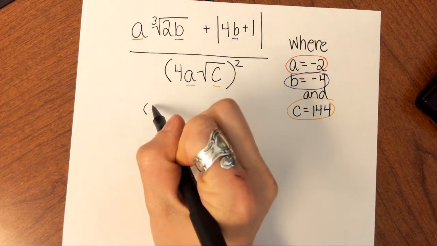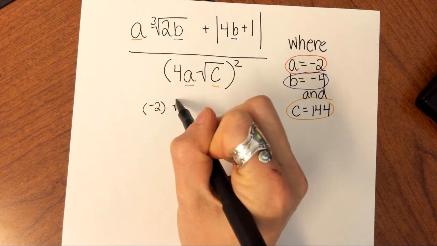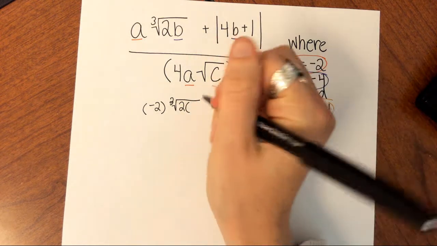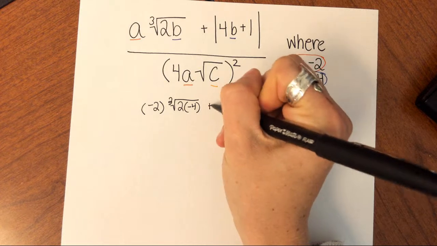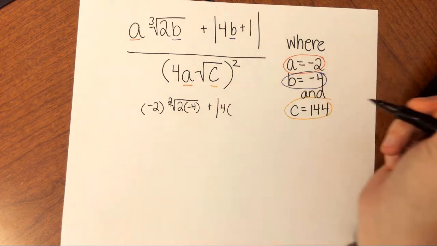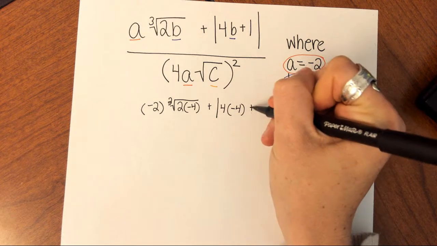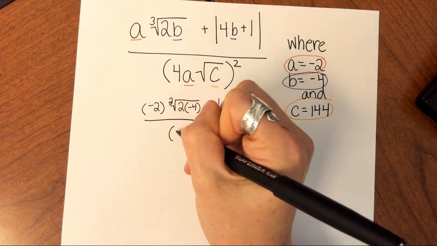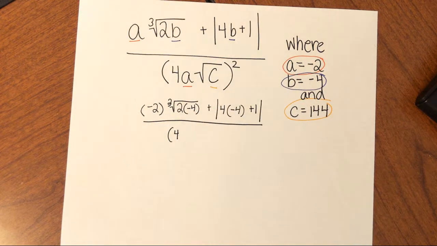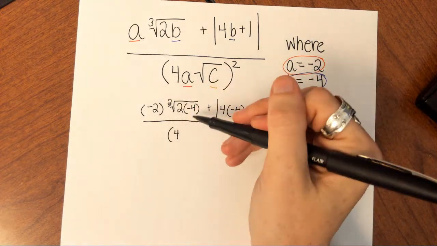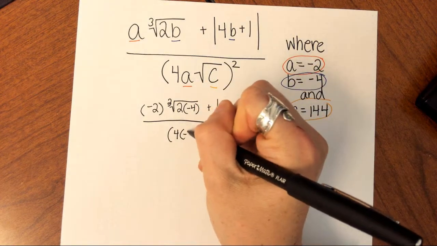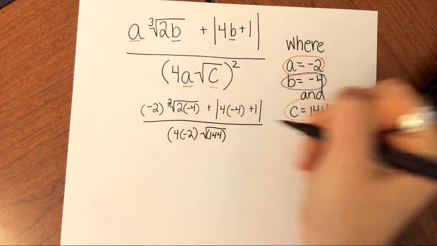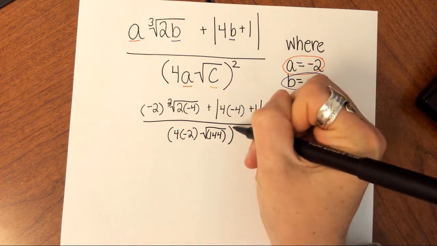So that means that we're going to have -2, and that's the cube root of 2 times B, which is -4, plus the absolute value of 4 times -4 plus 1, all being divided by, and notice I'm using every single thing the same, I'm just substituting my values in, so copying down even the parentheses with it, and then -2 times the square root of 144, closing up that outside parentheses, and then square.